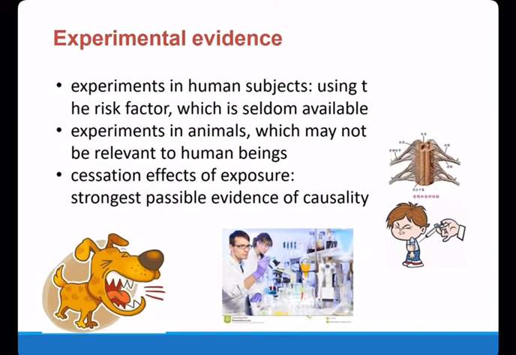Three types of experimental proofs can be established: the experiment in human subjects using the risk factors, the experiment in animals, which may not be relevant to human beings, and the cessation effect of the exposure. This experimental evidence refers to the experimental or semi-experimental evidence obtained from reduction or elimination of a putative harmful exposure and seeing if the frequency of disease subsequently declined. Here we call this the strongest evidence of causality.